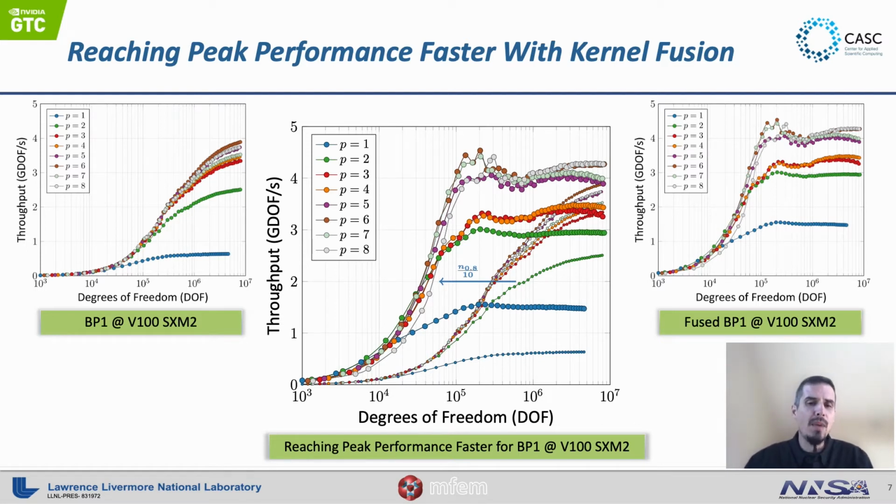The shift can be measured by the number of DOFs required to reach 80% of peak performance. That's what we call the N sub 0.8. And for this particular mass matrix benchmark BP1, more than an order of magnitude of DOFs can be saved. This also means a reduction in time to solution by such a factor, or that we are now able to use the GPU efficiently even for smaller problems, which is something new.